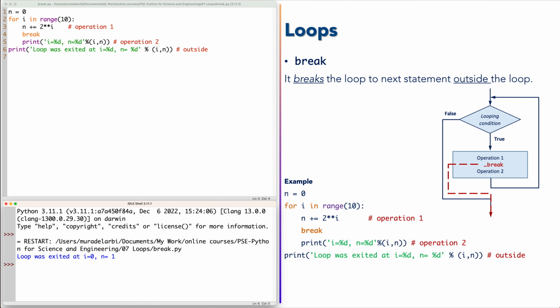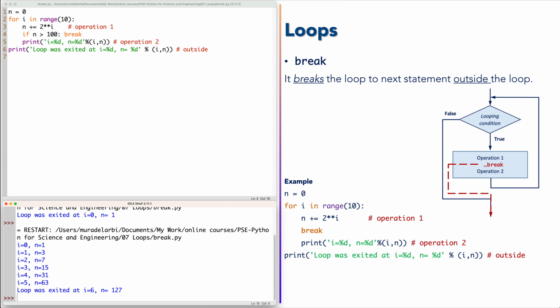Now I'm adding a condition. Let's say if n is larger than 100, then break. The loop was ended when n was 127, which is larger than 100. Notice that the print statement after the break, which is operation 2 here, didn't print the values of i equals 6 and n equals 127.